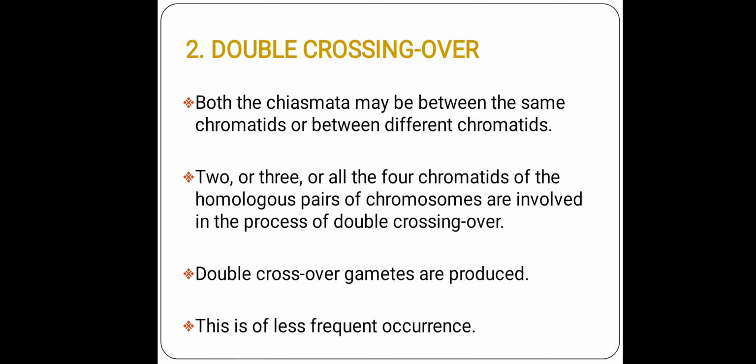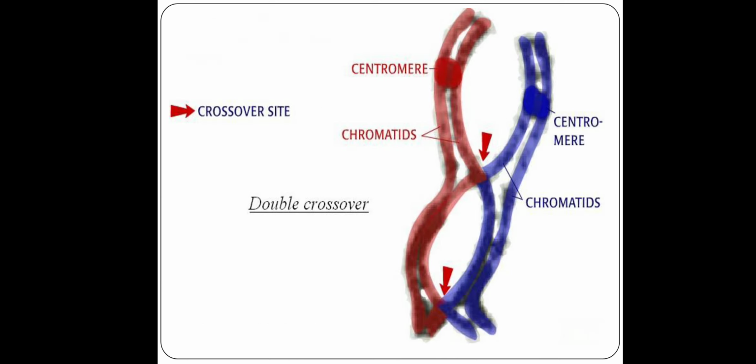Two, three, or all four chromatids of the homologous pairs of chromosomes are involved in the process of double crossing over. So double crossover gametes are produced. This is of less frequent occurrence as compared to single crossing over.